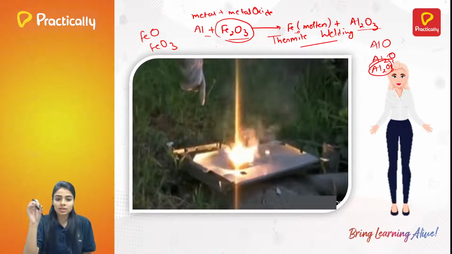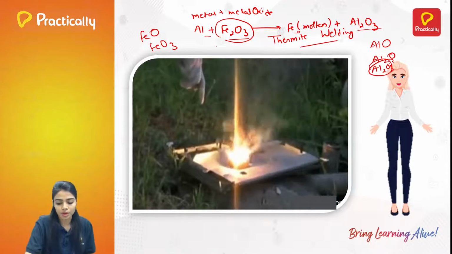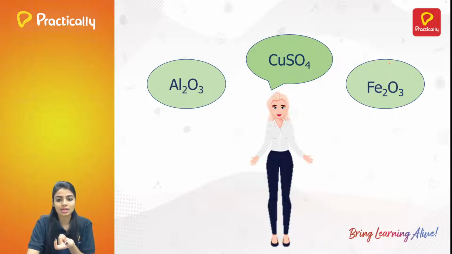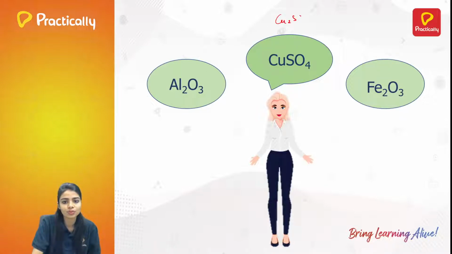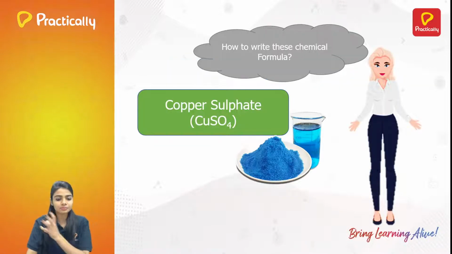For this, she should learn how to write a chemical formula. She is thinking, why does aluminium oxide have the formula Al2O3, and why Fe2O3 for iron oxide? Why CuSO4 for copper sulfate? Where is the 2 here? Why is it not Cu2SO4? Why only CuSO4? So first of all, we need to learn how to write these chemical formulas.